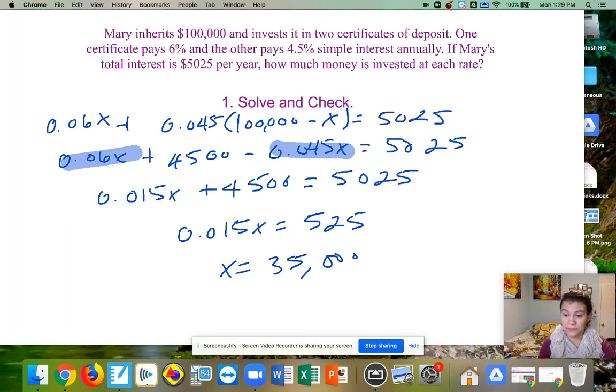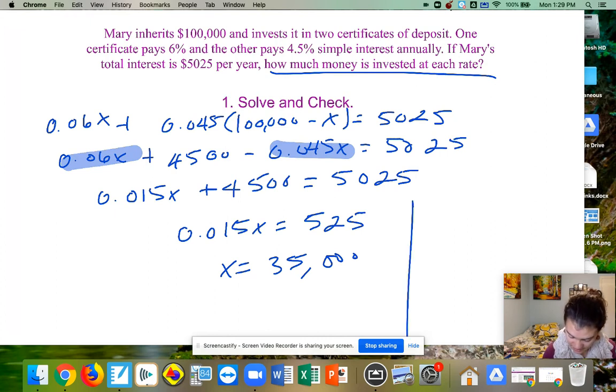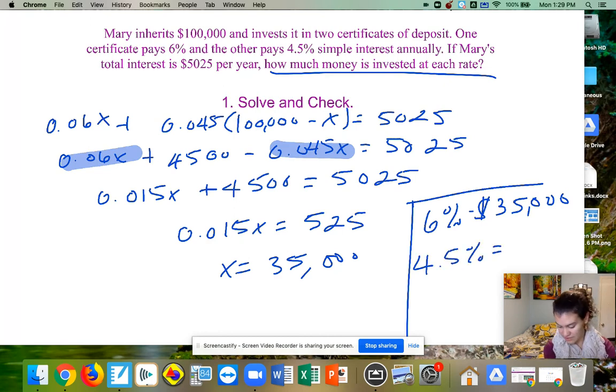Last step is to figure out, did we answer the question? So the question was, how much money is invested at each rate? So then we need two answers. So this x is the money at the 6%. So we had 35,000 at 6%. But we also need to answer how much was invested at the 4.5%. You can find this then by going back to our original total of money.